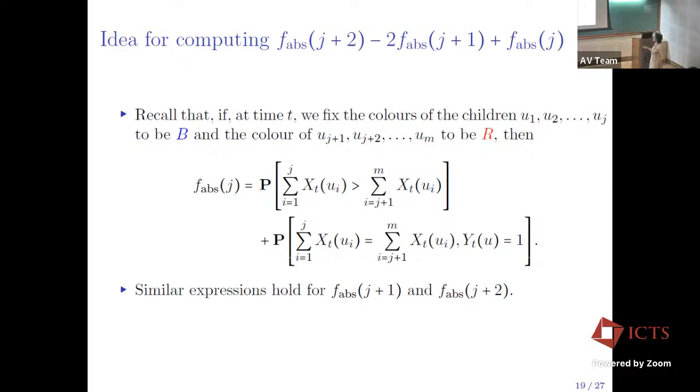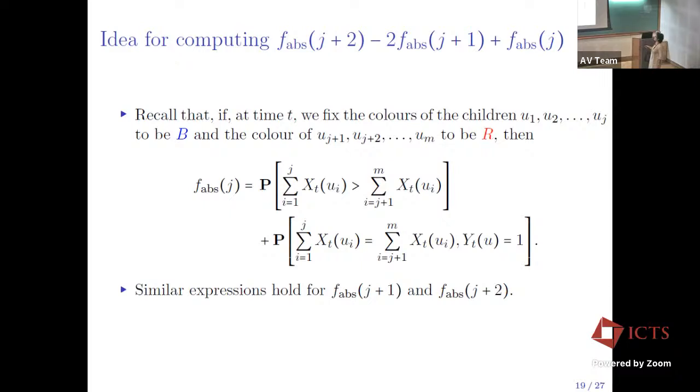To explain that better, first of all, recall what f absolute of j is. This is the conditional probability that u gets the color blue, conditioned on it having j many blue children at time step t. And this is given by these two quantities. As you recall, we are assuming that the first j many children have color blue at time step t, and the remaining m minus j have color red at time step t. Then this is the number of blue successes. This is the number of red successes.